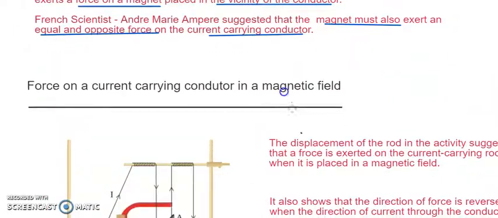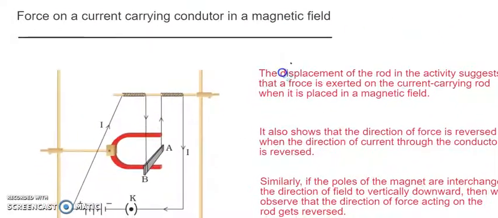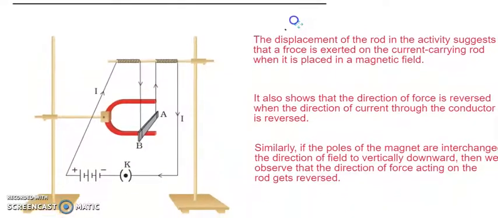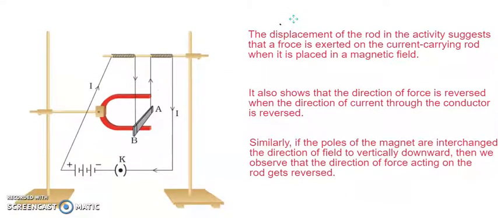So the topic that we are talking about right now is the force that is applied on a current carrying conductor in a magnetic field. We'll look into the activity first, and then we'll further understand what happens. And we'll also see which rule we use to explain the relationship between the magnetic field, current carrying conductor, and the force. Clear? Let's look into the activity.